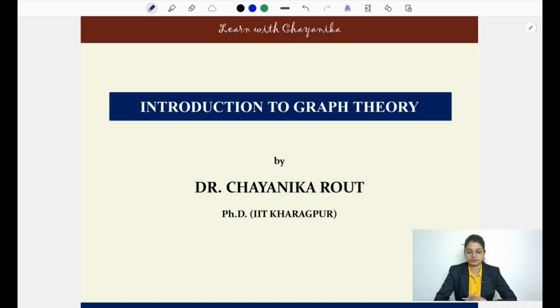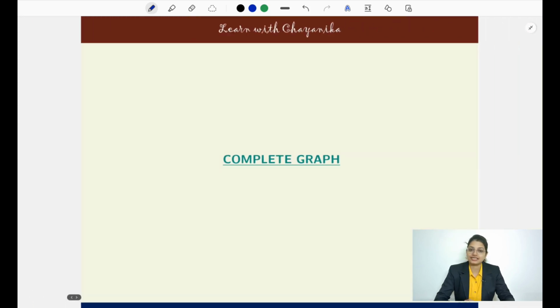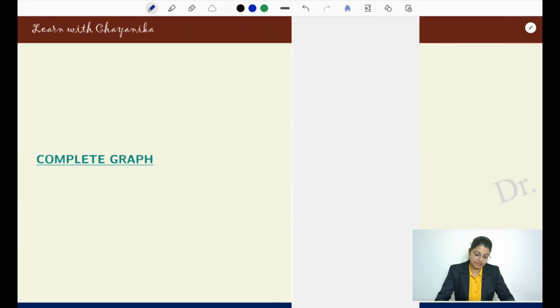So in the previous lecture we have discussed vertex degrees, we have talked about the minimum and maximum degrees of the graph as a whole, and we have also discussed some particular types of graphs like regular graph, trivial and null graphs. In today's lecture we will be dealing with some very important topics of graph theory. The first one being complete graph, and then we will talk about complement of a graph and how to determine the same. So let's start today's lesson with a very important topic, that is complete graph.